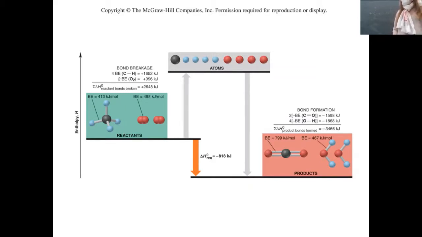And what we see on top of that is it says bond breakage, and then it says 4Be C-H equals plus 1652 kJ. So what does that mean? The Be refers to the bond energy, and because there are 4 bonds, and I've drawn methane here on the board, we have 4 carbon-hydrogen bonds. Each of those breaks, so we're going to count the energy for each of those. And then we have a positive because we're breaking the bonds. Breaking bonds requires energy, so it's positive, okay?